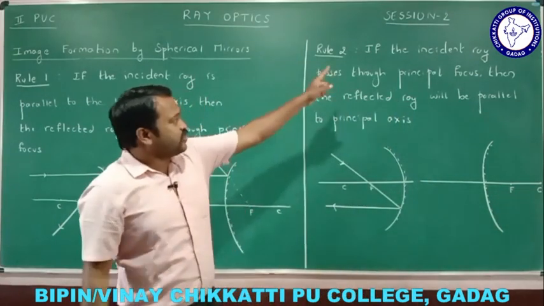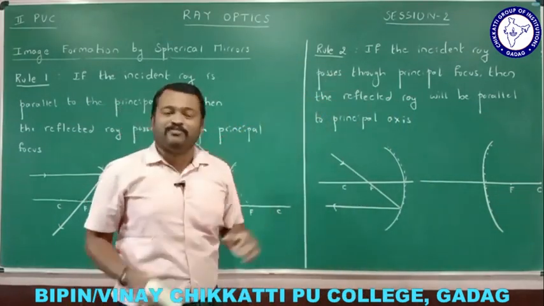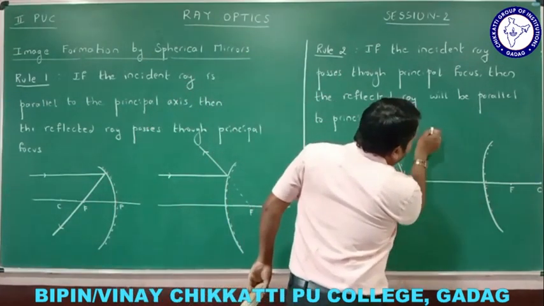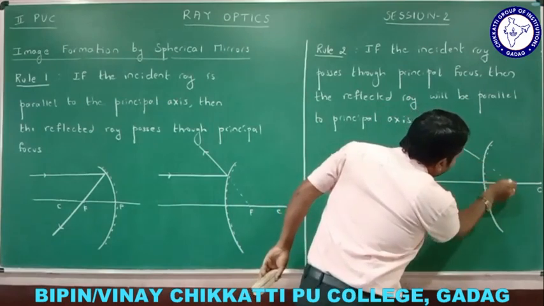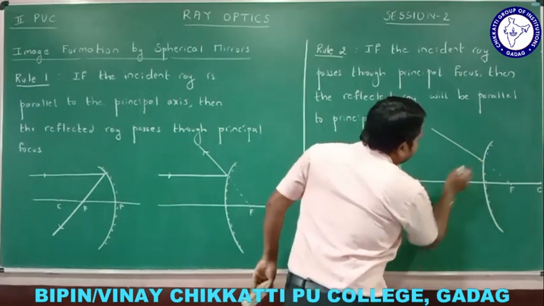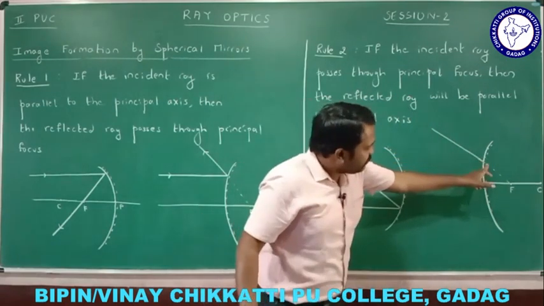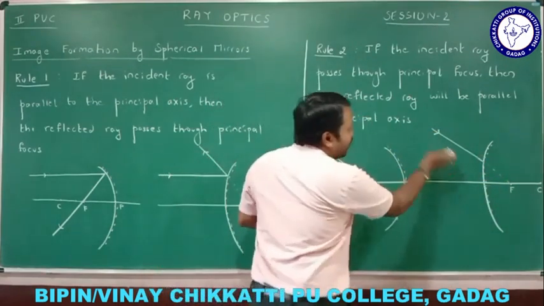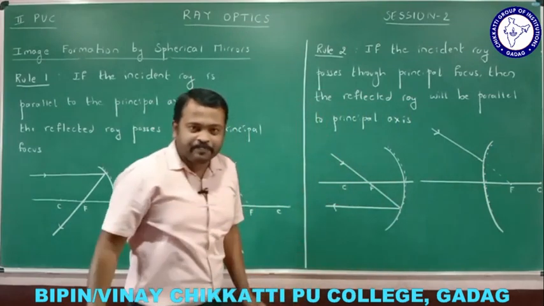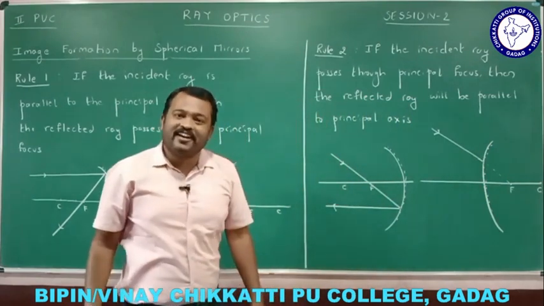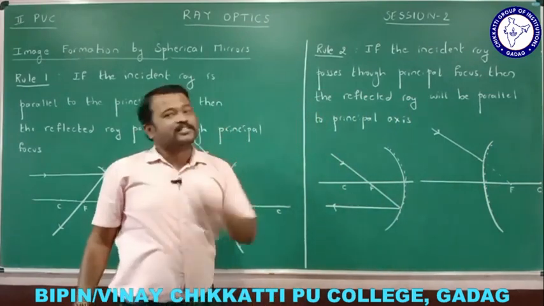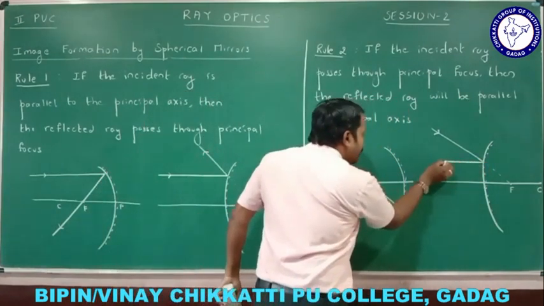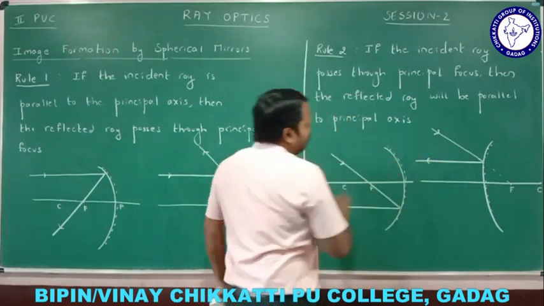What does the rule say? If the incident ray passes through the principal focus, then where will the reflected ray be? This is the incident ray. It cannot pass through it because it is a mirror. The reflected ray will be parallel to the principal axis.